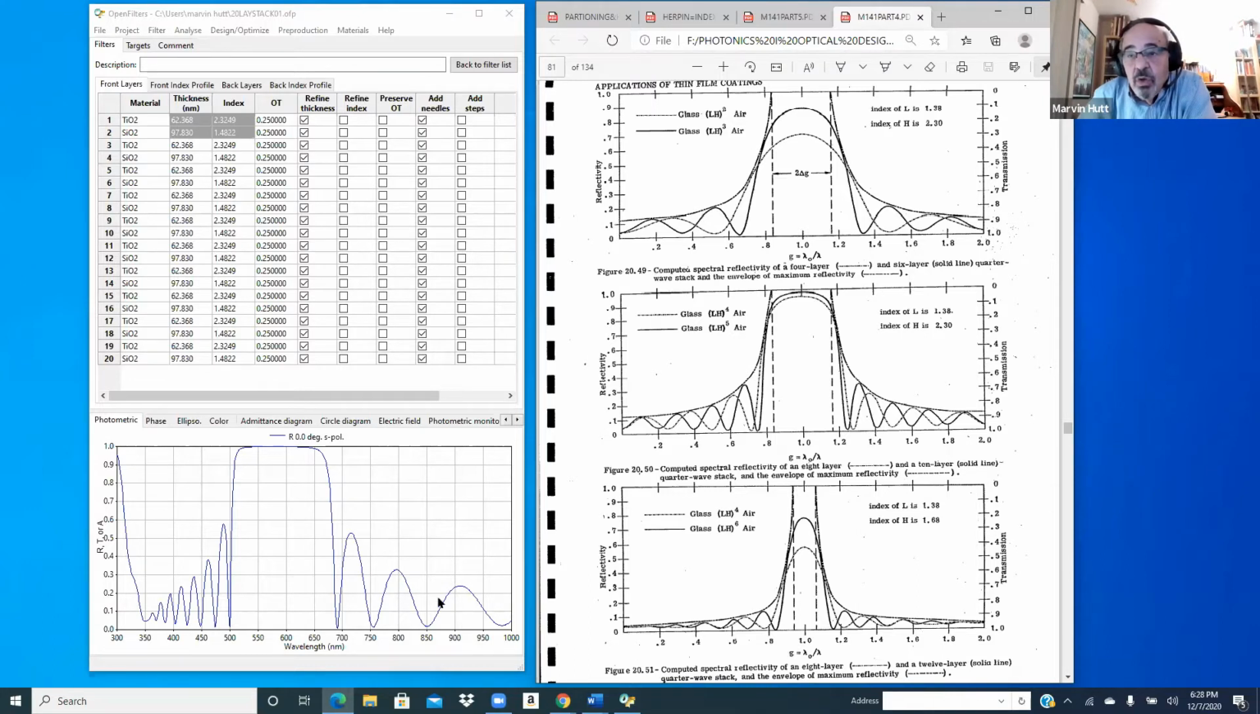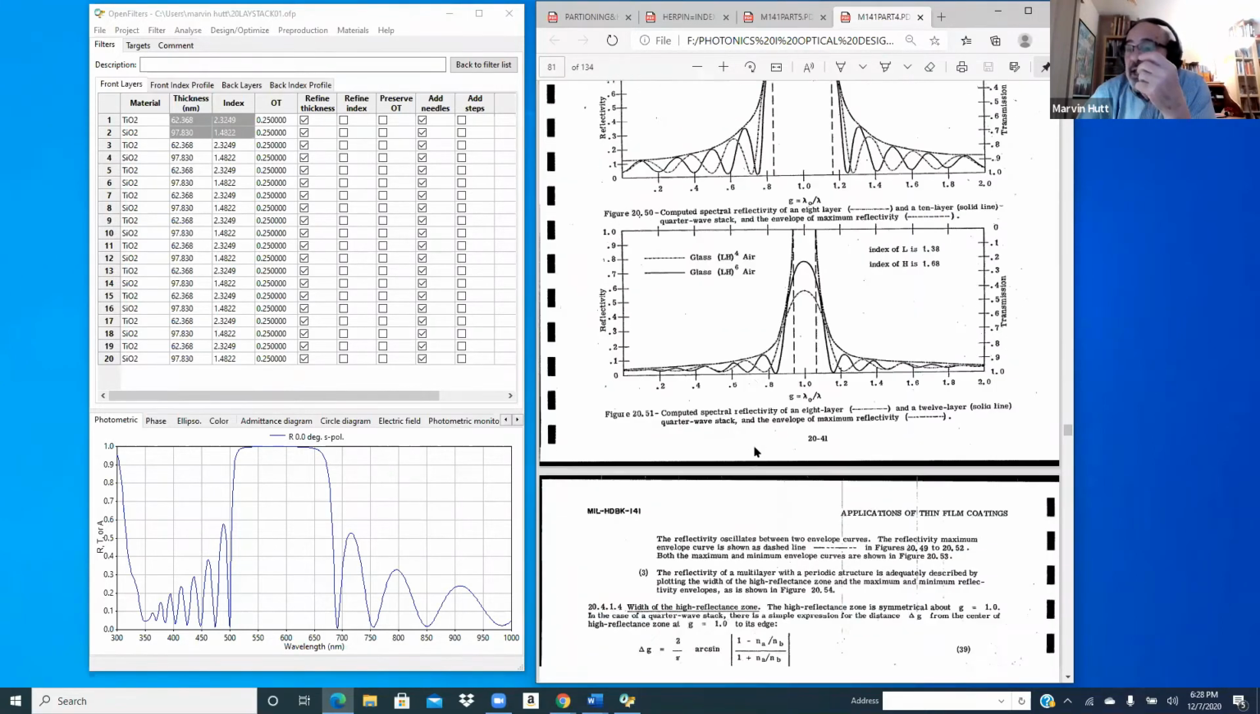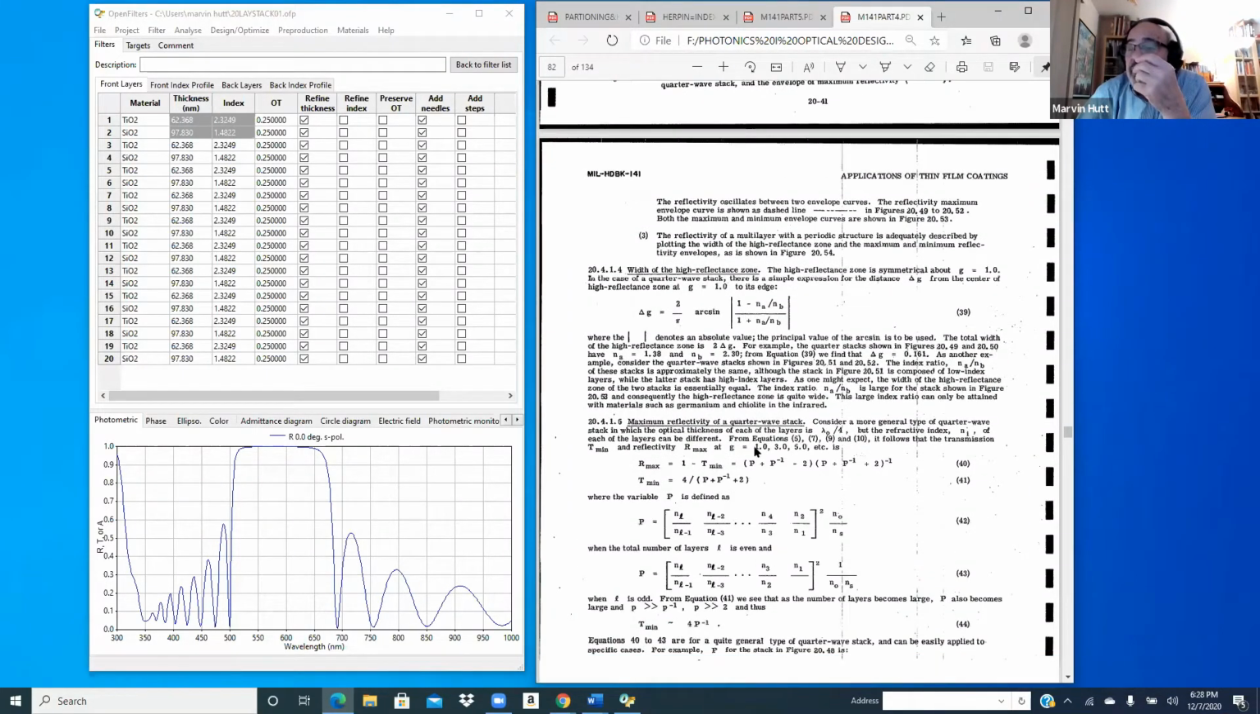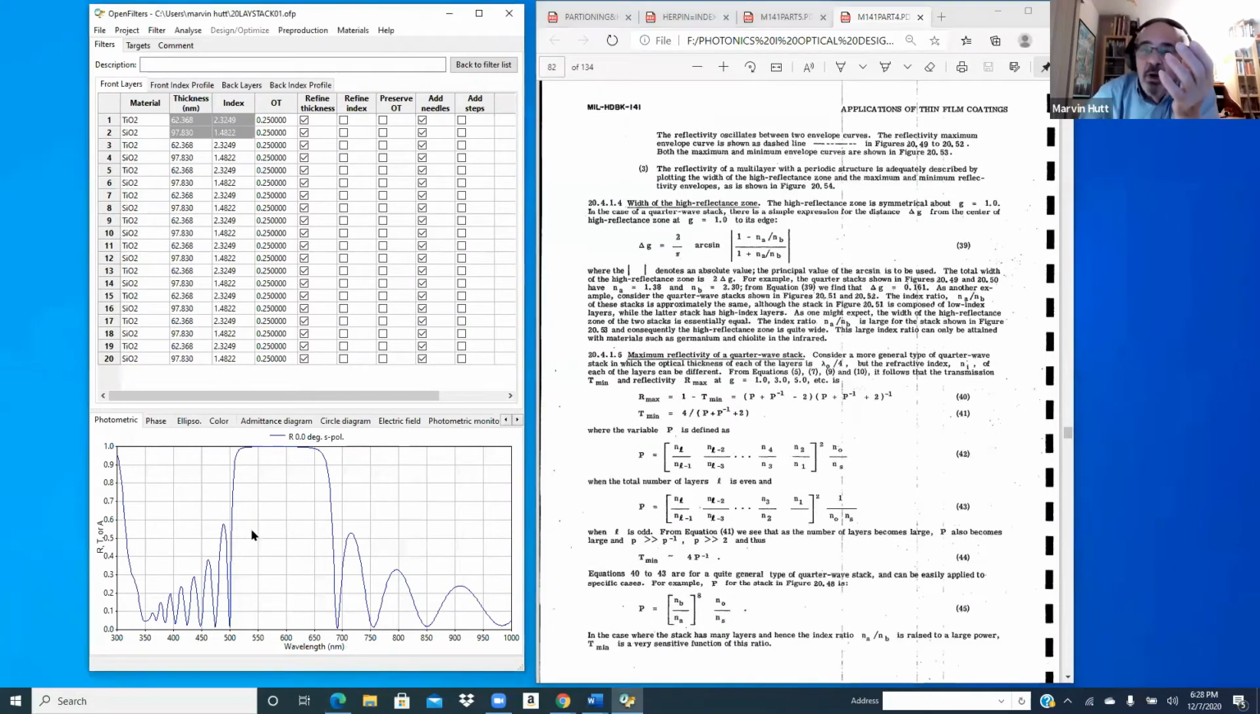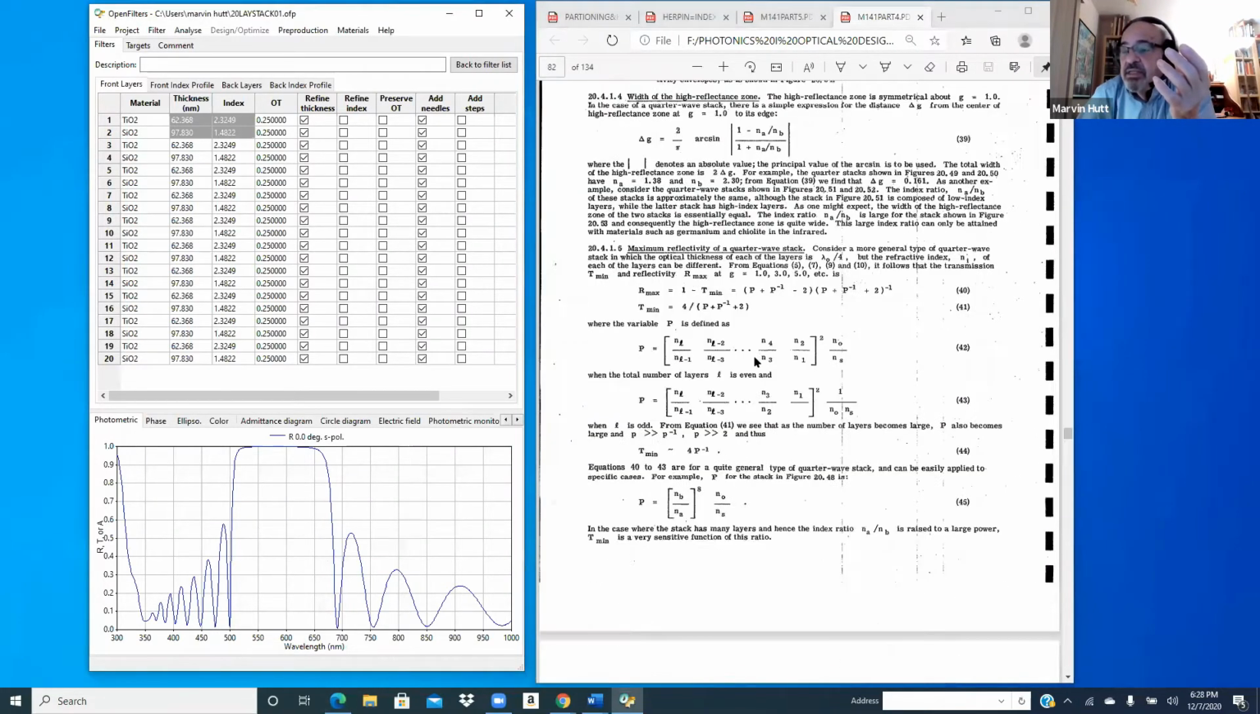So it stretches the long and compresses the blue. This is the blue side here that gets compressed, and this side gets stretched, all right? Now, this is a quarter wave stack. Very, very nice. And you can do various calculations on how wide it is, et cetera, et cetera.